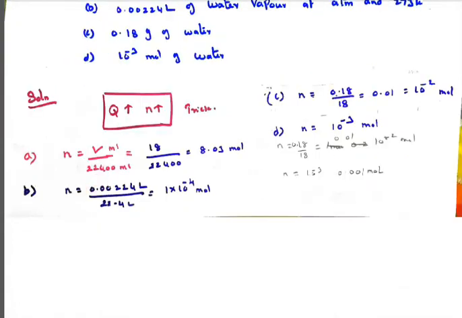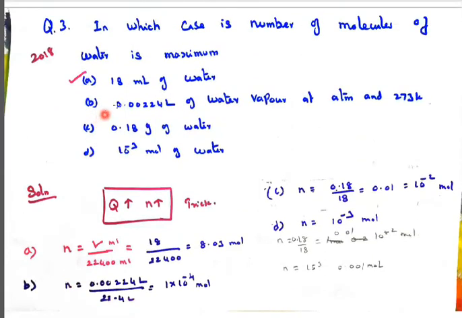So first option, that is n is equal to, by using volume, V by 22.4 liter. If they are given in milliliter, we should follow 22,400 milliliter. So volume of the water is given as 18. So 18 by 22,400 milliliter is nothing but 8.03 moles. Then second option, 0.00224 in liter they have given. So we should find out the number of moles.